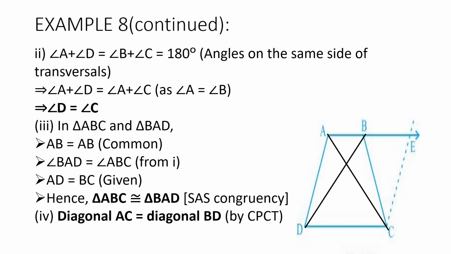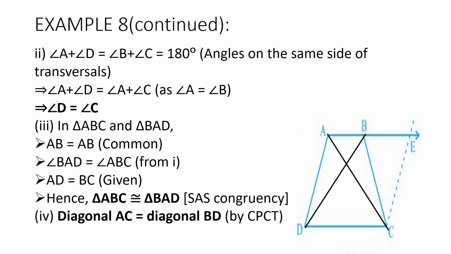Now we need to show that angle D and angle C are equal. Now angle A plus angle D is equal to angle B plus angle C, and both of them are 180 degrees. They form a linear pair because they are on the same side of the transversal. So now angle A plus D is equal to angle A plus C. Why? Because instead of angle B, I can write angle A. So now this gives us angle D is equal to angle C. Now to prove the third part, we want to establish the congruency. So consider the triangles ABC and BAD. AB is equal to AB, the common arm.